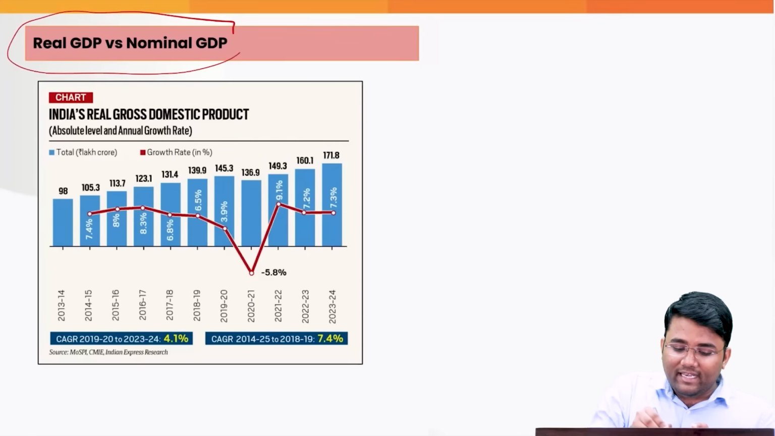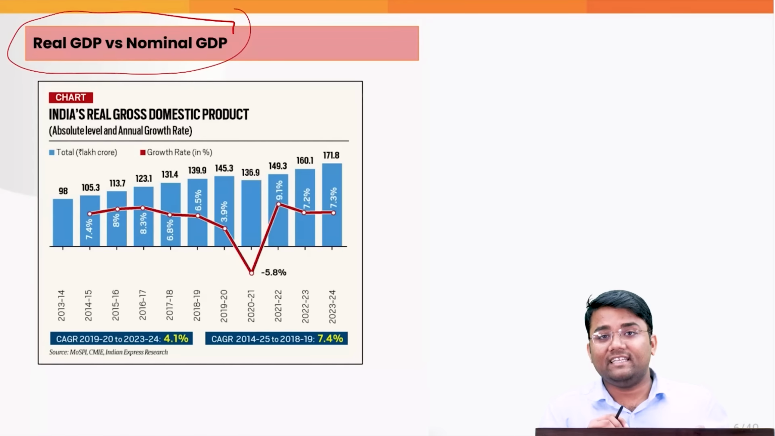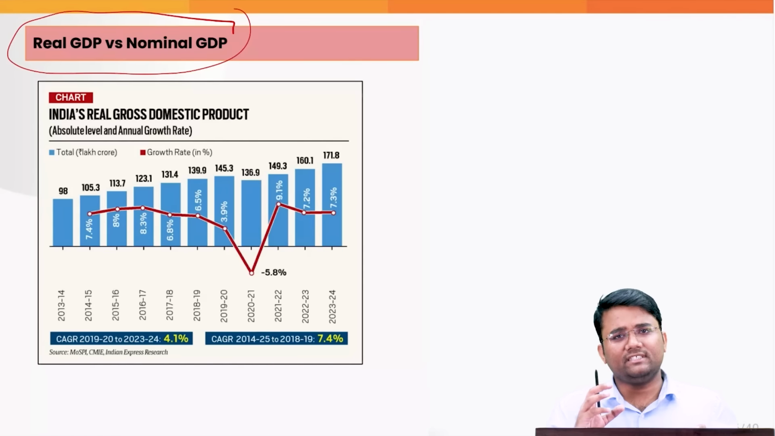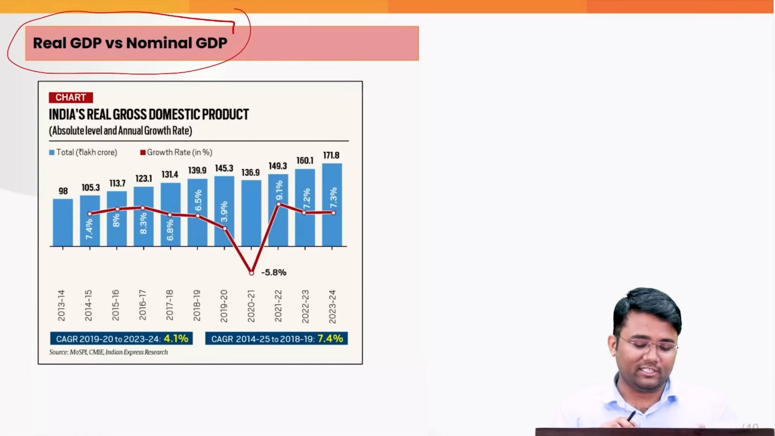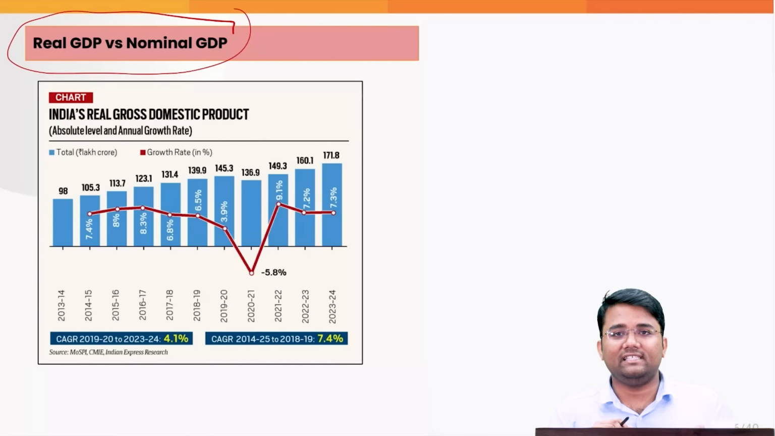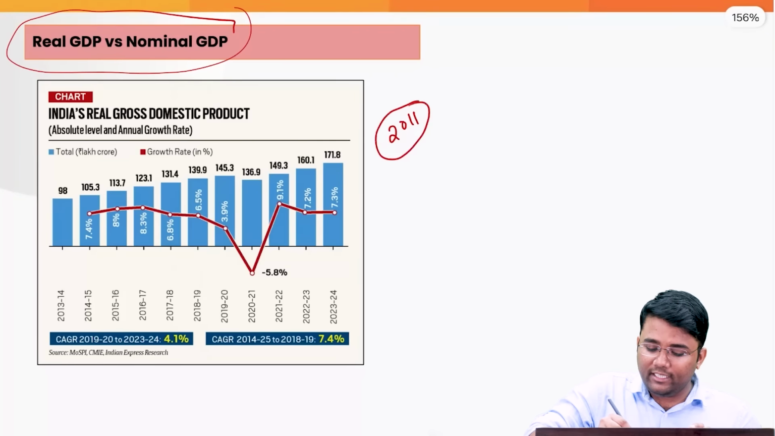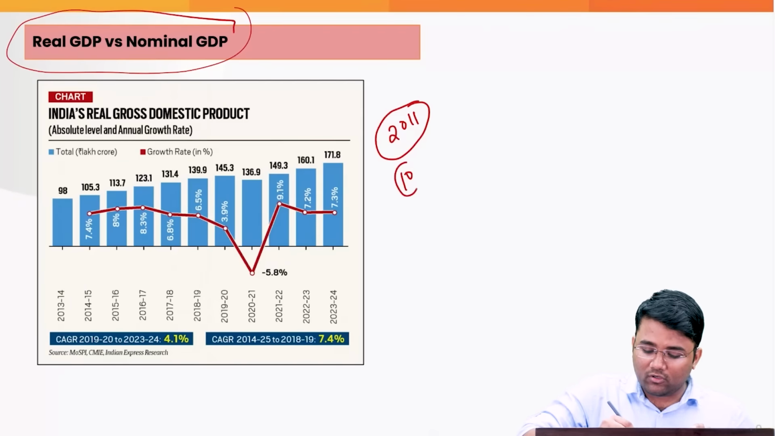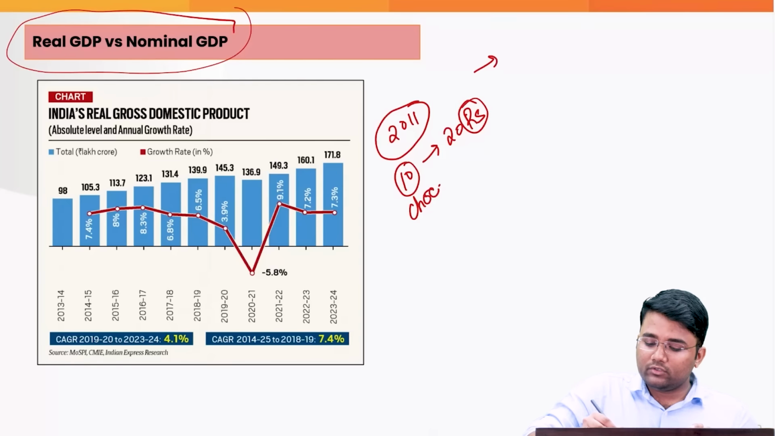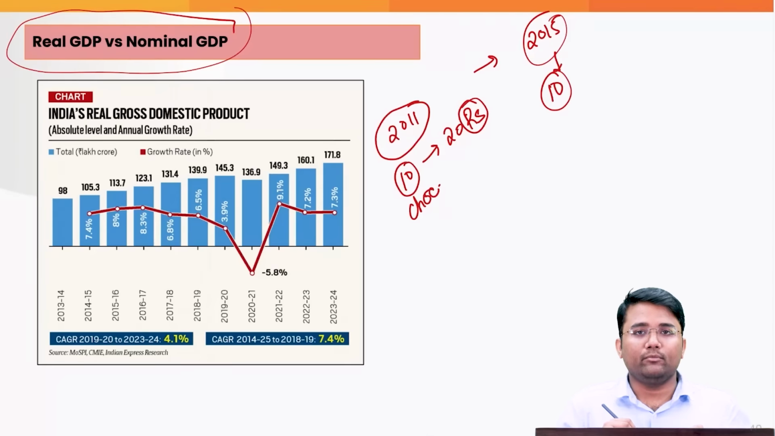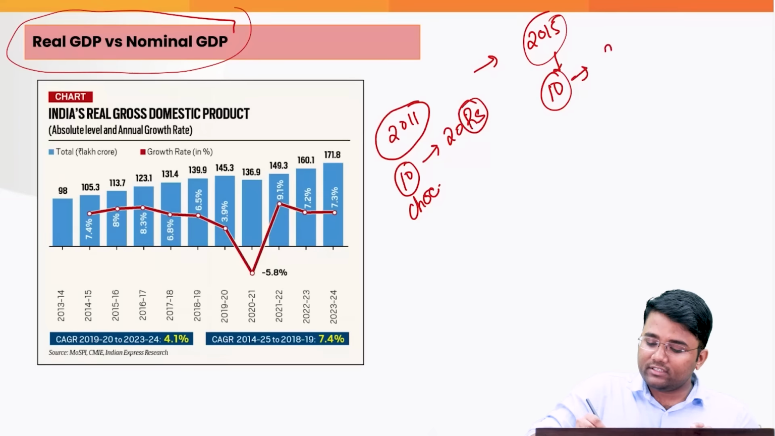Then comes our next topic, that is real GDP versus nominal GDP. There is a lot of confusion among students regarding this, about what real GDP and nominal GDP are. Let's take an example. For example, in 2011, 10 chocolates were being produced at the cost of 20 rupees each. In 2015, again, 10 chocolates are being produced. However, the cost has increased to 25 rupees.